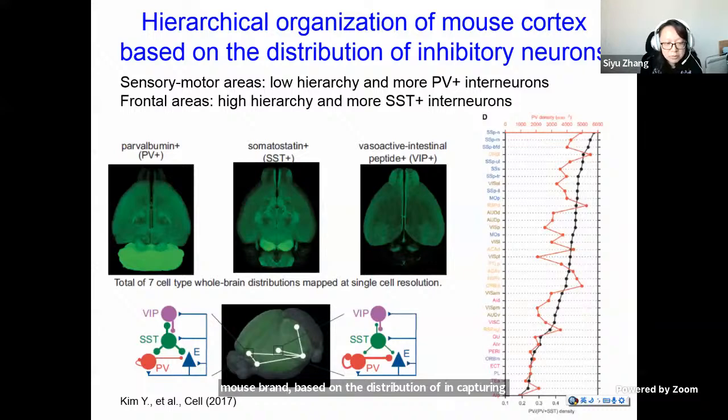They quantified the distribution of major inhibitory neuron types, including PV, SST, and VIP neurons. These interneurons formed conserved circuit motifs. In this motif, PV and SST neurons inhibit pyramidal neurons, and VIP neurons inhibit SST neurons to disinhibit pyramidal neurons. Based on their quantification, they found a cortical organization principle. The sensory motor areas with a low level of hierarchy are dominated by PV neurons, and the frontal areas with a high level of hierarchy are dominated by SST neurons. They then ranked the hierarchy of mouse cortices based on the ratio of relative PV and SST density in each area.